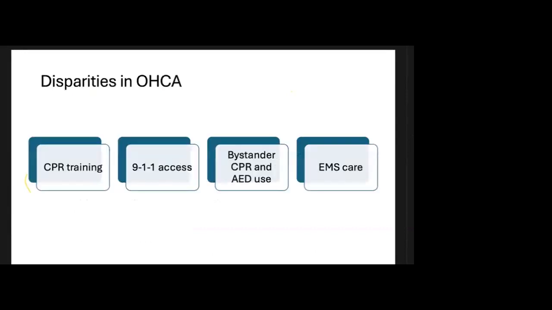All right, and because this area is near and dear to my heart, I can't really do an out-of-hospital cardiac arrest talk without talking about some disparities in out-of-hospital cardiac arrest care. This can and has been a talk that can last many, many hours, but I just wanted to briefly mention it here. There's disparities in CPR training. At the population level, you're less likely to receive CPR training if you live in a primarily Black neighborhood versus a white neighborhood. For 911 access, there's data that shows that certain ethnicities, such as Hispanic, are less likely to access 911 in the context of cardiac arrest.